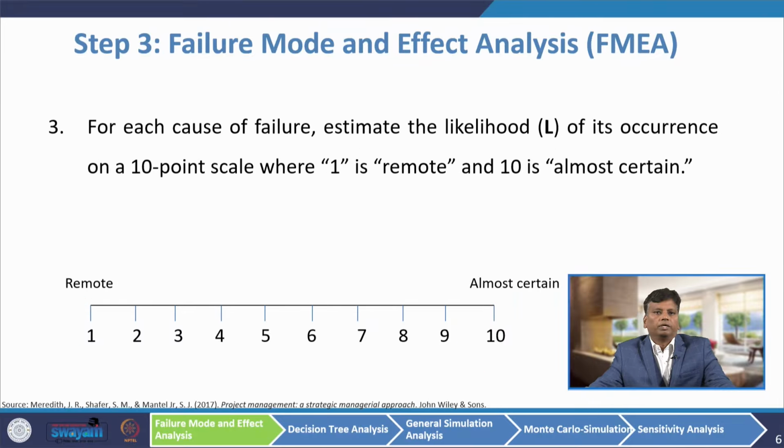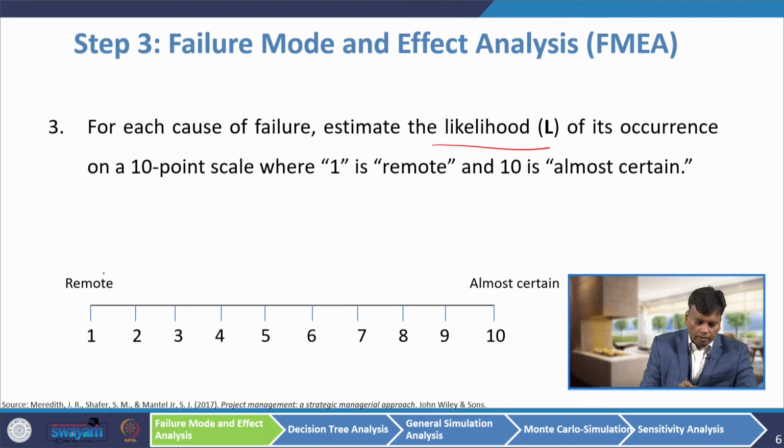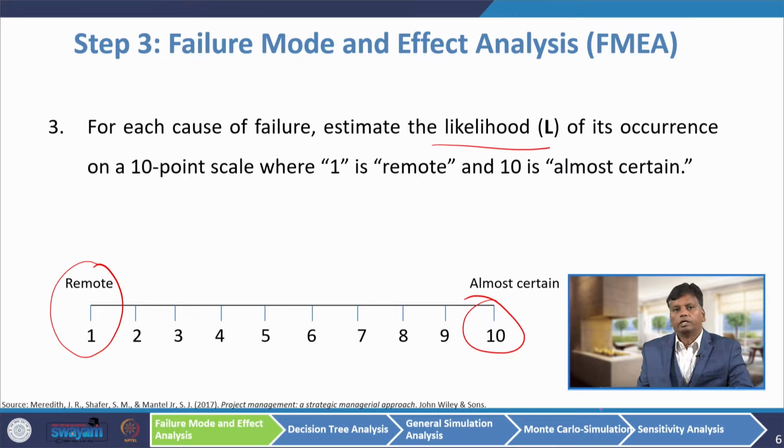The third step is, for each cause of failure, estimate the likelihood of its occurrence, L, on a 10-point scale, where 1 is rarely occurs and 10 is almost certain. Look at this scale: 1 represents that the likelihood is very low, and 10 means the likelihood is high.